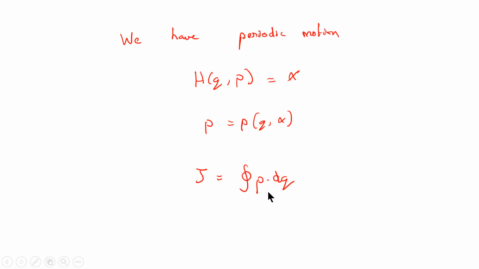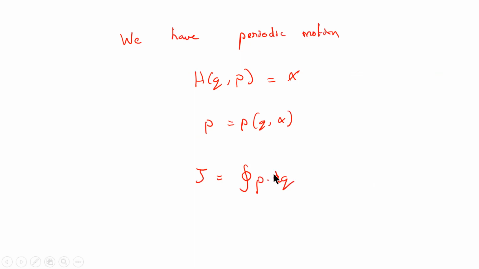Angular momentum is the moment of linear momentum, so linear momentum multiplied into dq, right? This is integrated over the complete period. So it is a closed loop integral integrated over the period, because this is a periodic motion.